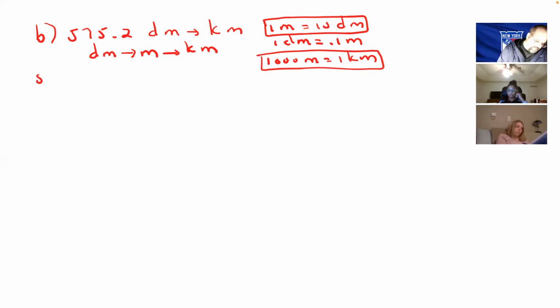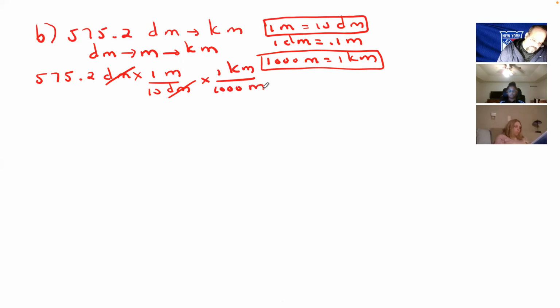So let's set it up. 575.2 decimeters times 1 meter over 10 decimeters, because that's going to make the decimeters cancel. And then I'm going to multiply that by 1 kilometer over 1,000 meters. Because at that point, I want the meters to cancel.